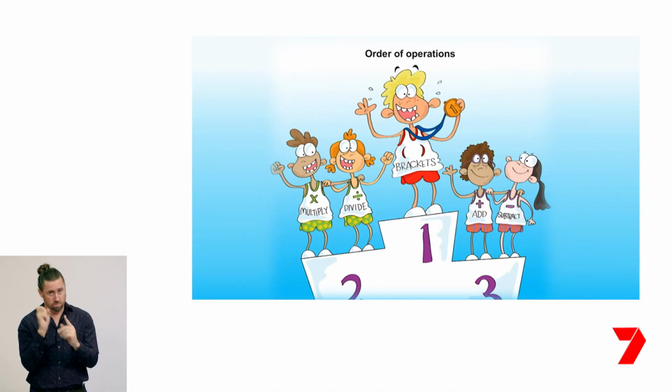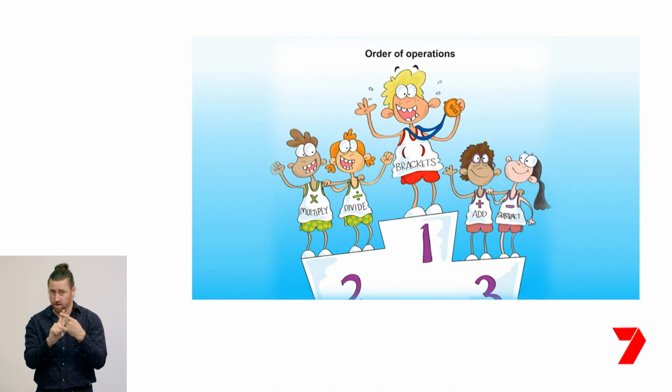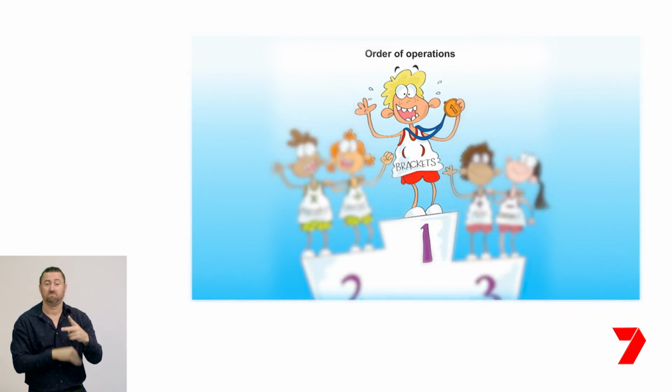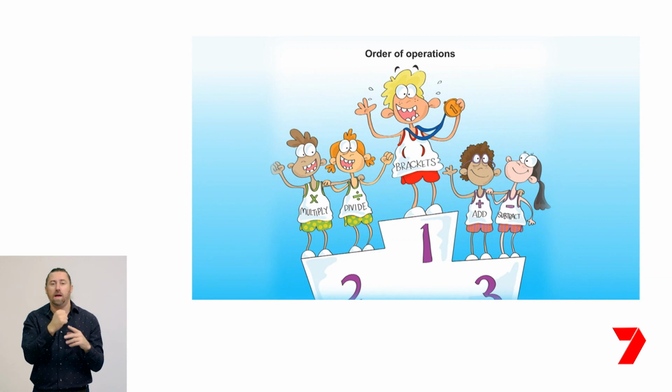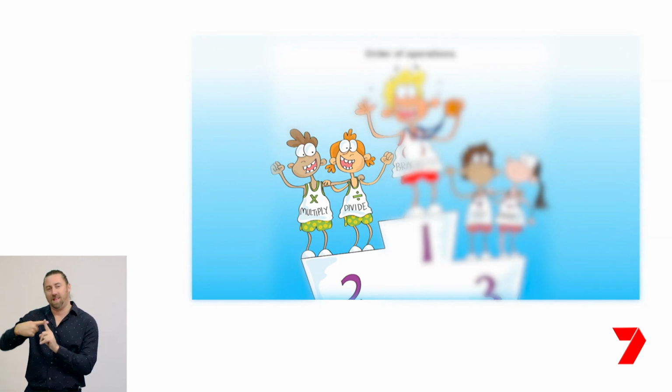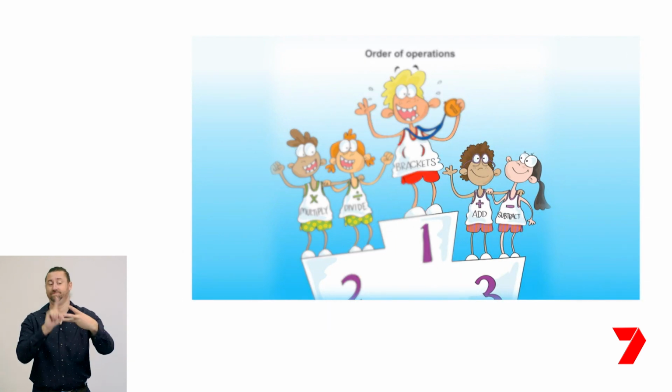Let's remind ourselves of these 3 rules. The first thing we have to do is solve operations inside any brackets. Brackets always show what needs to be solved first. The second rule is to do all multiplications and or divisions before starting any addition and or subtraction. The third rule is that we always work from left to right. Let's look at an example together.